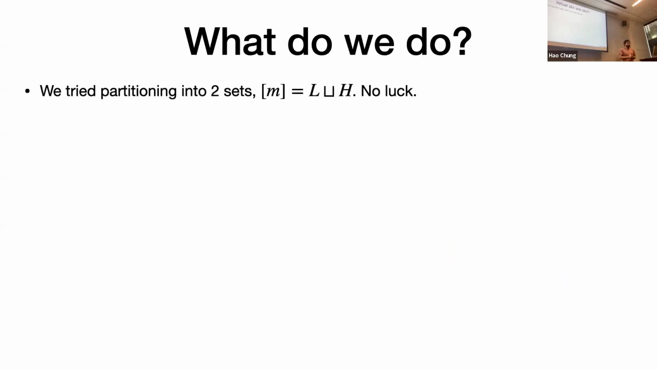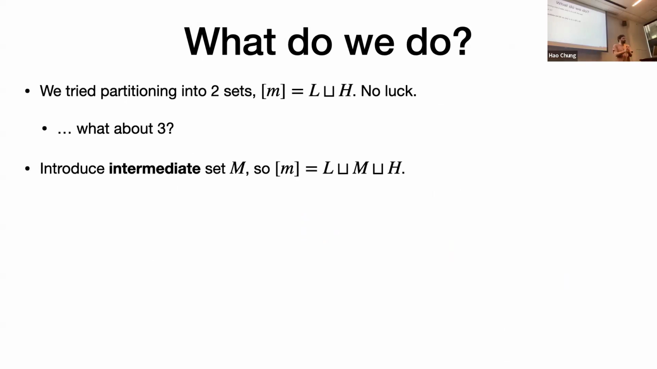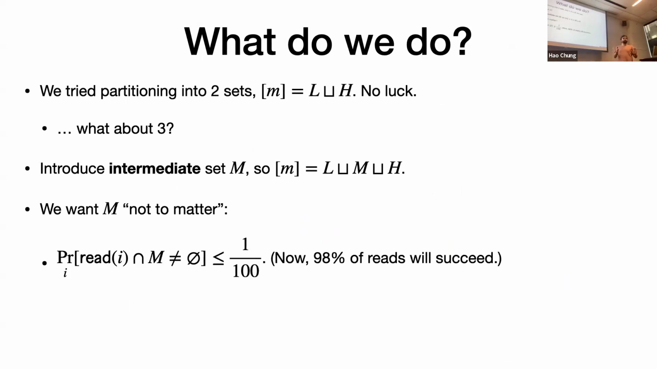So what do we do? We tried partitioning into a heavy and a light set. It didn't work. So why not 3? 2 didn't work, just give it another shot. Try another set and see what happens. So we introduced an intermediate set M, in between the light and the heavy set in some sense, and we want M not to matter at a high level. Here, instead of a pointwise guarantee like we had on the light set, we're going to have a total guarantee, saying that the probability that the read touches anywhere in M is at most 1%. Now if we union bound over the light case and the medium case, 98% of reads are going to succeed instead of 99%.